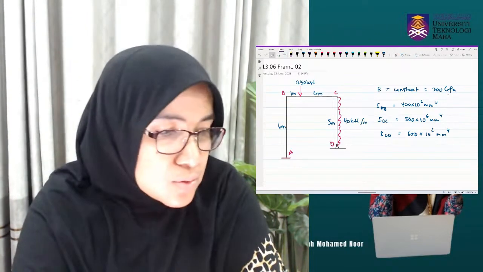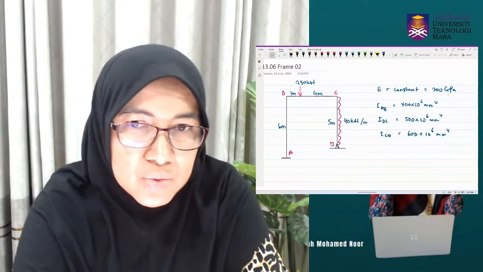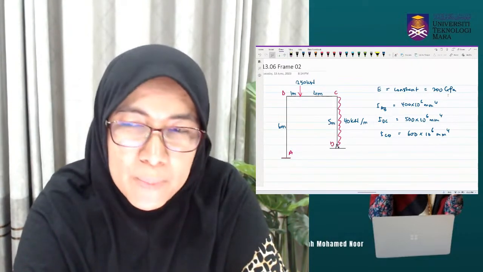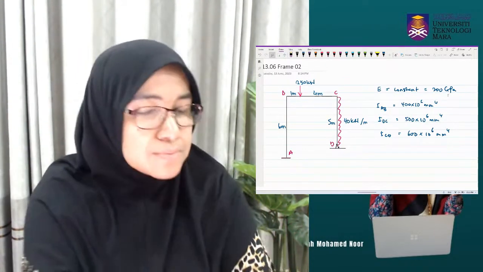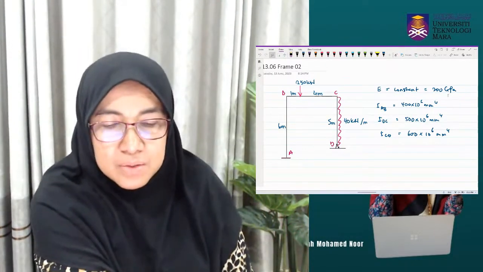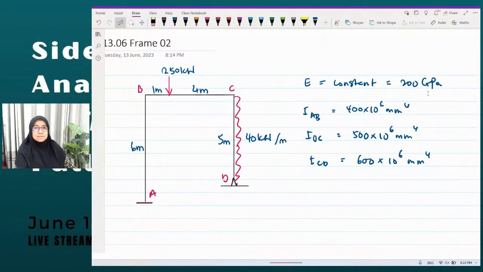Okay, so tonight we are going to continue frame analysis using the moment distribution method. Okay, so we consider this frame.